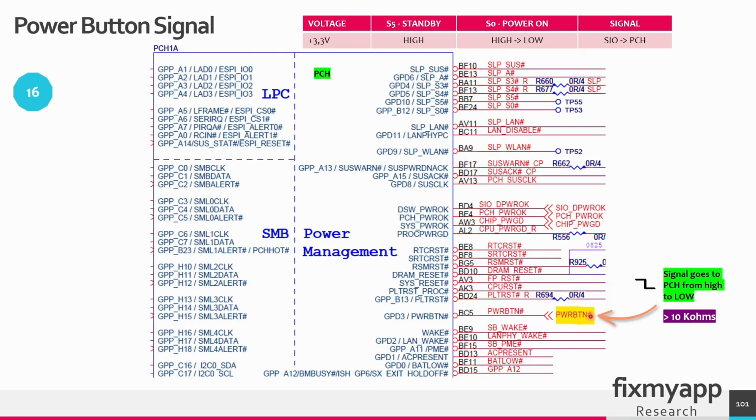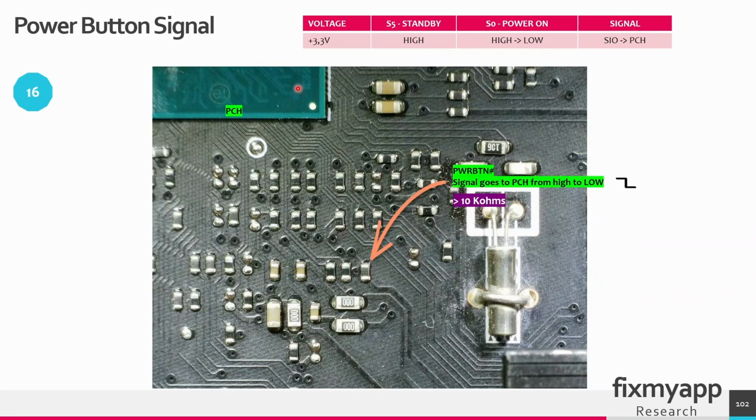The power button active low signal that comes from the SuperIO chip, that is low. It will go to the PCH. What will happen is that the power button active low signal is by default at 3.3 volt. So in the standby state it's high, and when you power it on it will go to low. And this signal comes from the SuperIO and it goes to the PCH. This is the PCH, and the signal can be found near the PCH at one of those resistors. So at this resistor you can measure this power button active low signal.